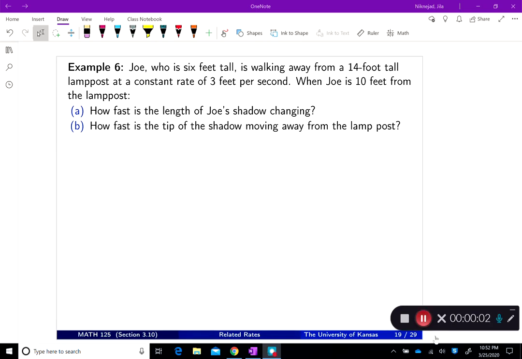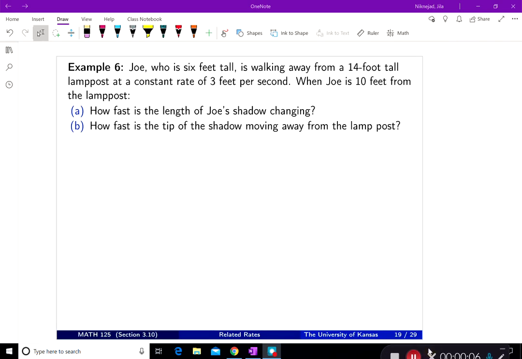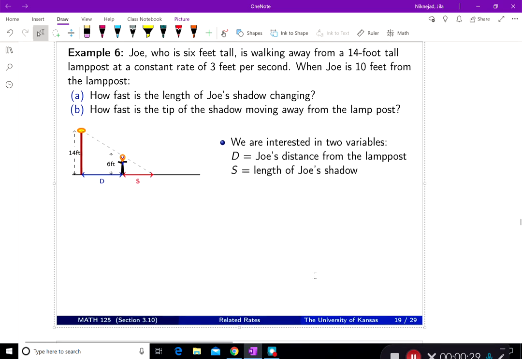We're continuing with section 3.10, and this is related rates. This time, example number 6: Joe, who's 6 feet tall, is walking away from a 14 feet tall lamppost at a constant rate of 3 feet per second. When Joe is 10 feet from the lamppost, how fast is the length of Joe's shadow changing? How fast is the tip of the shadow moving away from the lamppost?